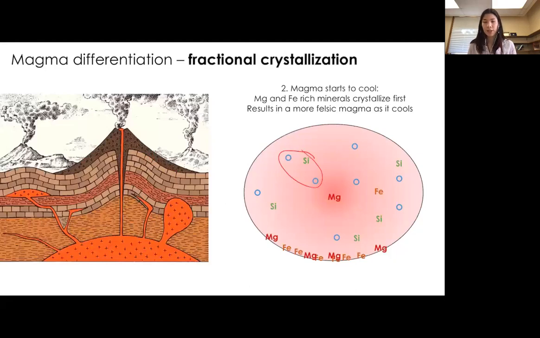We often actually see this in magma chambers. If you look at magma that's erupted in Hawaii, for instance, we will see what are called xenoliths. These are foreign rocks. And we see xenoliths within the magma that are composed of these really magnesium and iron rich minerals that crystallized and settled first.